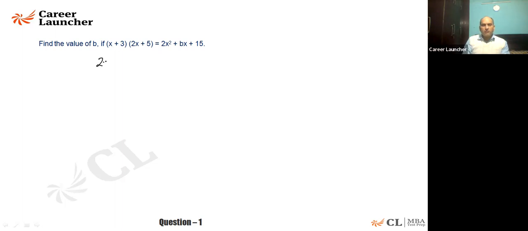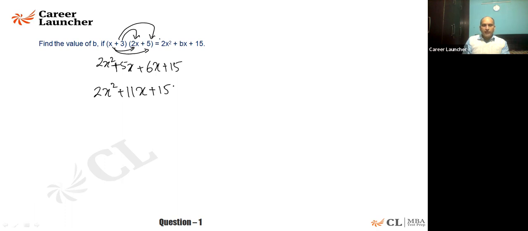Just open this. I will say 2x square plus 5x. First x multiplies with this one, then x multiplies with this, because there's the addition sign. Then 3 multiplies with this one plus 3 multiplies with this. That is 6x plus 15. I'll say it is 2x square plus 11x plus 15 is equal to 2x square plus bx plus 15. Equating both the values, can I say b is equal to 11? That's your answer. I hope it is clear.